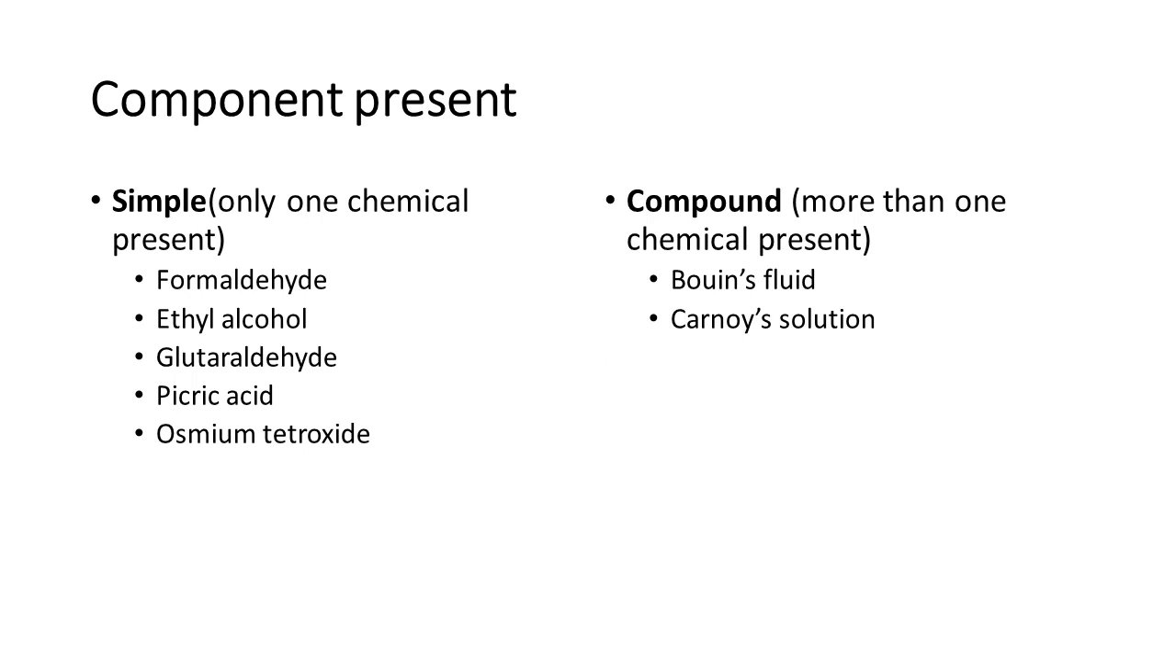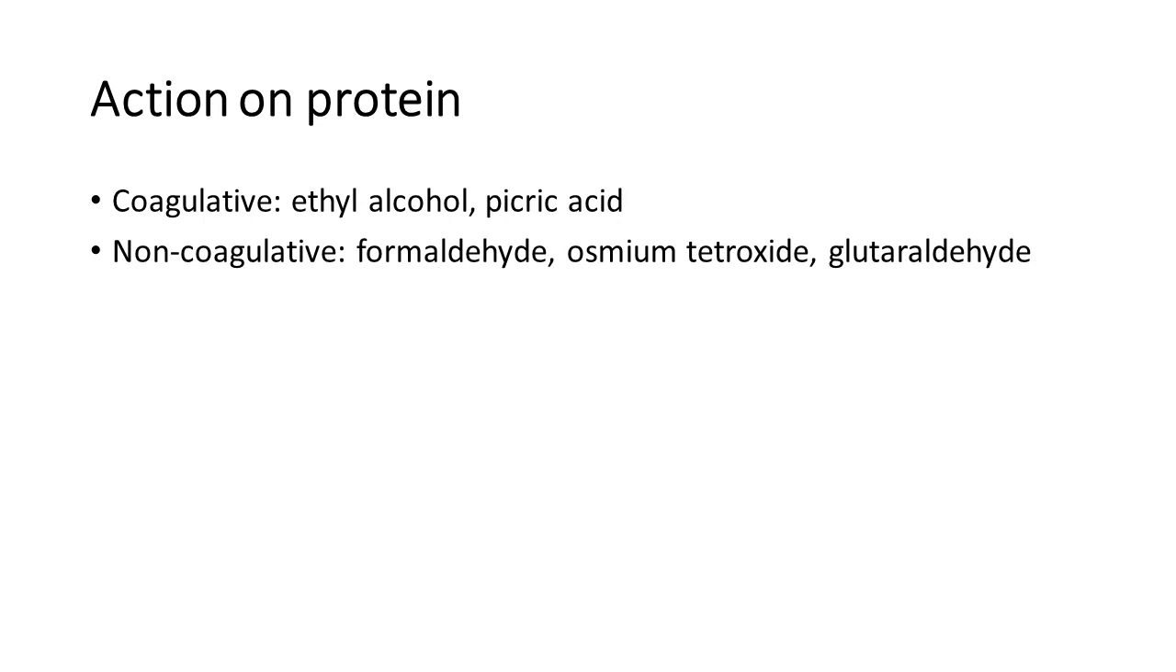Then we will move to the next classification of fixative, according to the components present. The simple, and we already discussed compound. When we consider the simple fixative, only one chemical is present: formaldehyde, ethyl alcohol, glutaraldehyde, picric acid, osmium tetroxide. So these are the chemicals we can use singly. That means if we take formaldehyde, it fixes the tissues when formaldehyde alone is present. But when we consider the compound fixative, more than one chemical is present. By using that we prepare the solution or fluid. For example, Carnoy's solution.